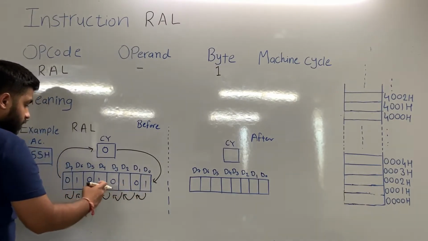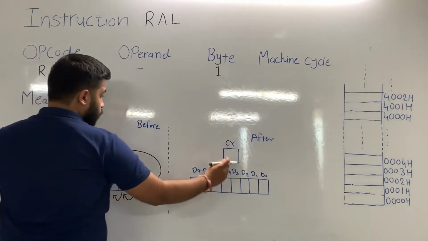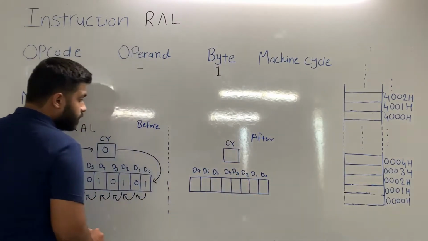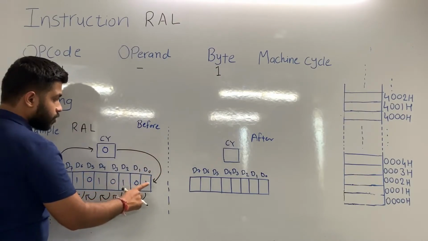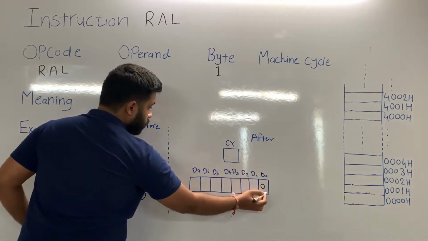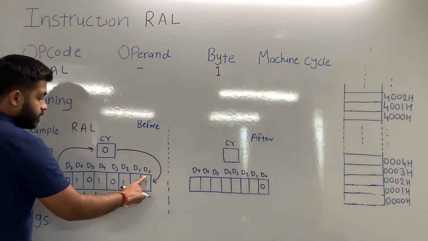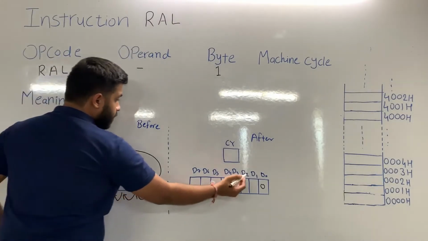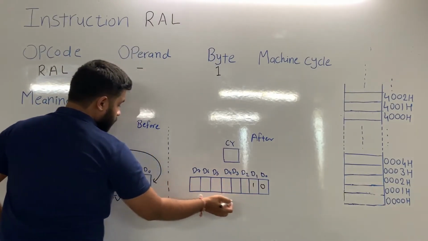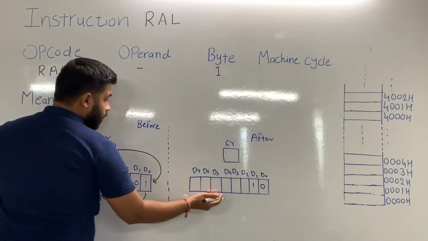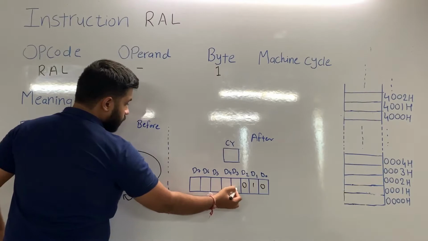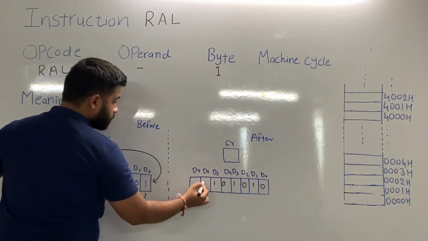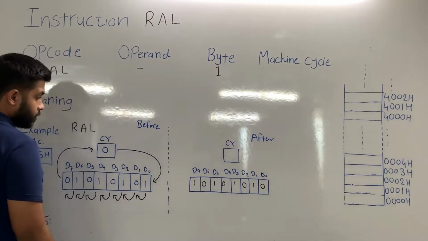So all the bits are shifted by 1 bit. So let's see what will be the value in the D0. As you can see, the content of carry is shifted to D0. So in the D0 there will be 0. The value of the D0 is shifted to D1. So in the D1 there will be 1. In D2 the content of D1 is shifted to D2. So in D2 there will be 0. If you keep going, you will get some data like this.